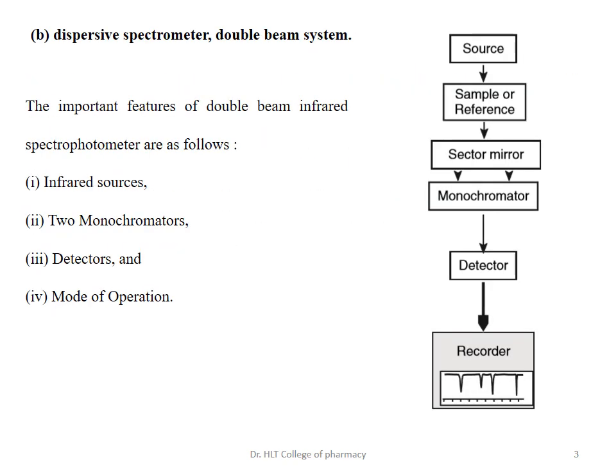This is the block diagram of the double beam spectrophotometer used in IR spectroscopy. It is also known as a dispersive spectrophotometer. The difference between single beam and double beam here is that two monochromators will be used with two additional mirrors, and the rest is the same: source of light, sample compartment and reference compartment. The two mirrors collimate the beam, which falls on the two different monochromators, then the detectors and then the recorder.